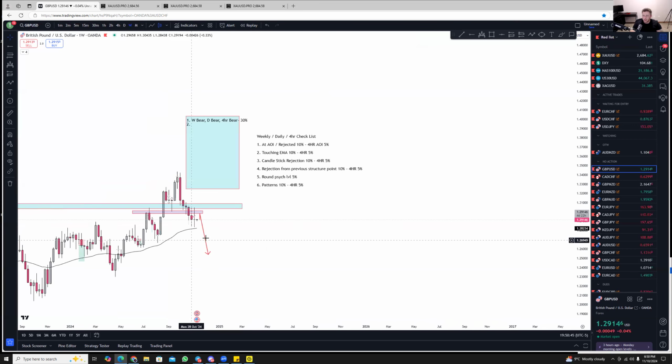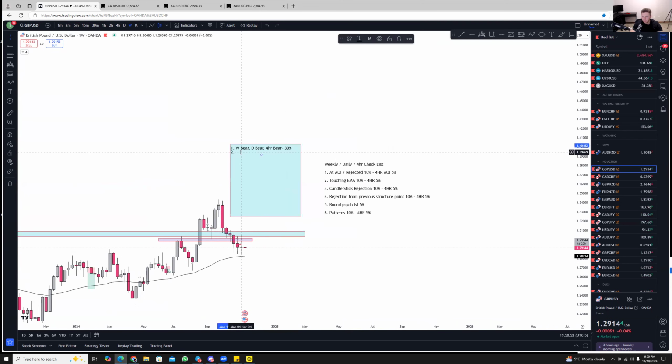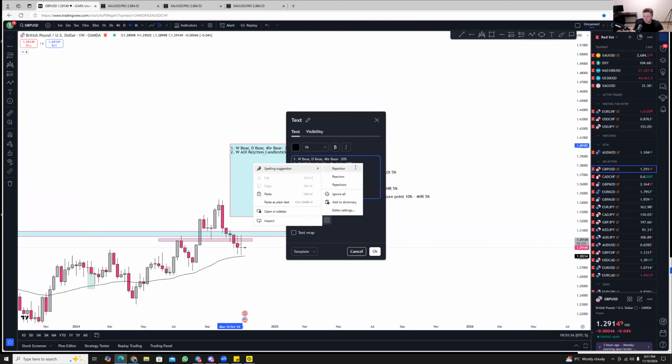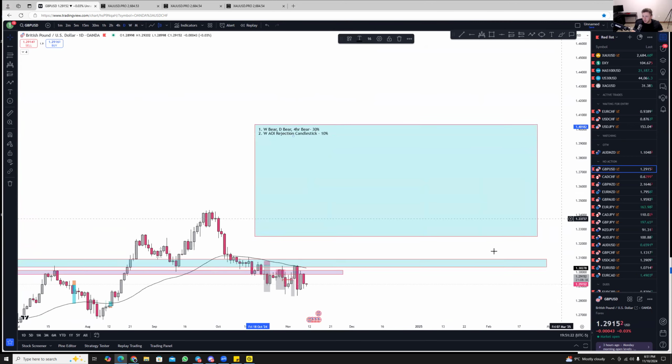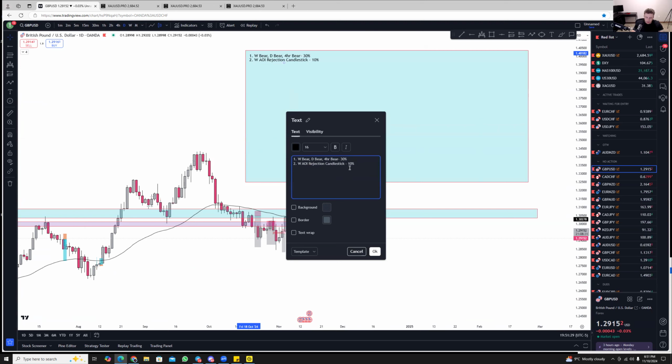All right, let's start with our weekly. We have a weekly rejection from area of interest. Weekly AOI rejection candle. So we're going to add that. That's 10%. Next one is our daily. Do we have a daily rejection? We have a daily candlestick rejection as well. So we add this daily, making this 20%.